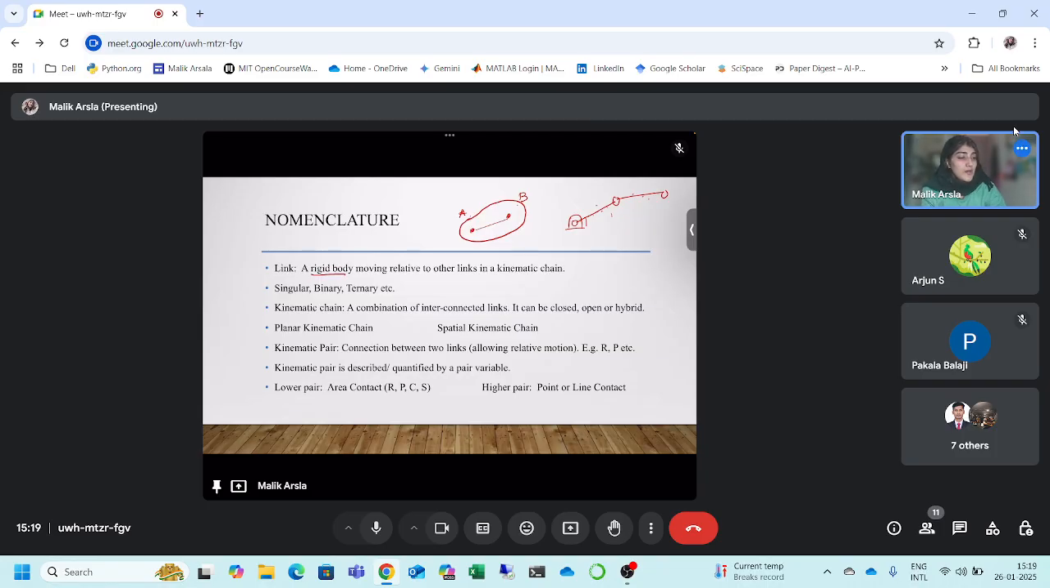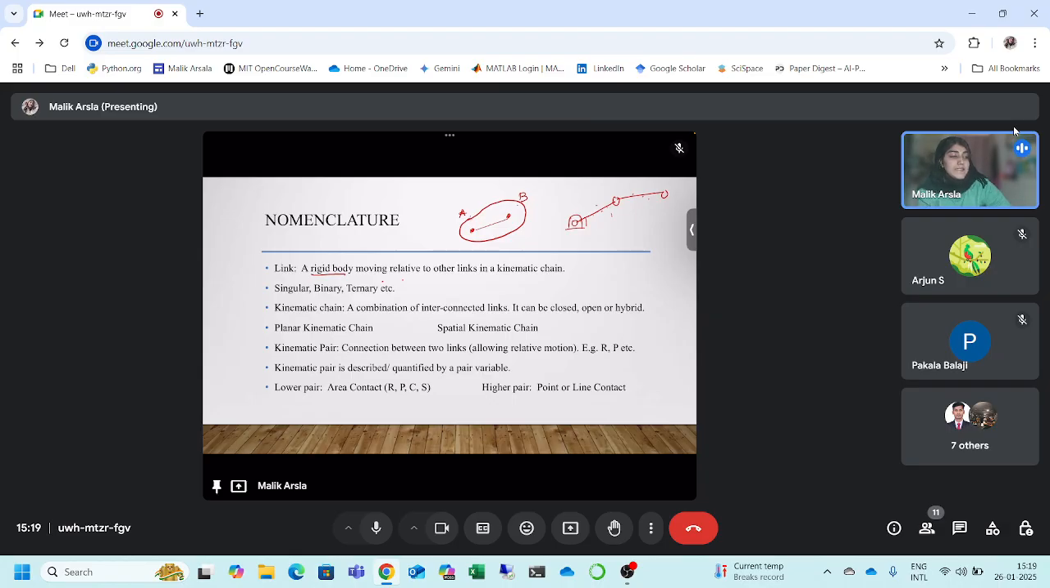So now, what is a link? A rigid body moving relative to other links. So within a link, there is no relative motion. It will have one motion only. There is no relative motion between the parts of a link. And when there is a different link, there will be a relative motion. Okay, so that is what is written here. A rigid body moves relative to other links in a kinematic chain.